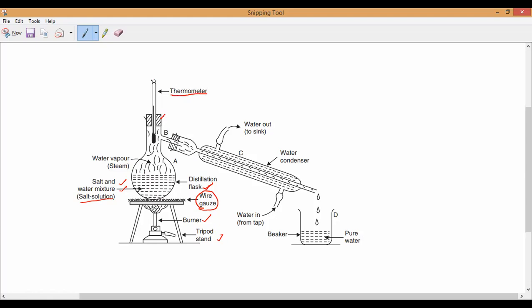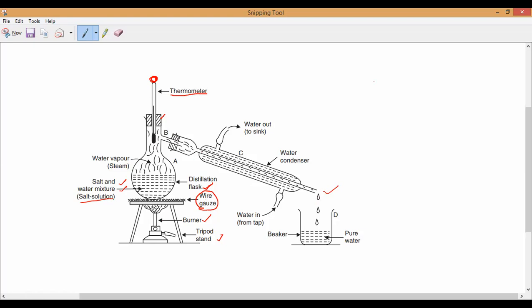What is the use of the thermometer? To find the temperature, the boiling point of water. We are taking a salt and water mixture, so only the water evaporates and forms water vapor. These water vapors are transported through the condenser. Understand, guys?